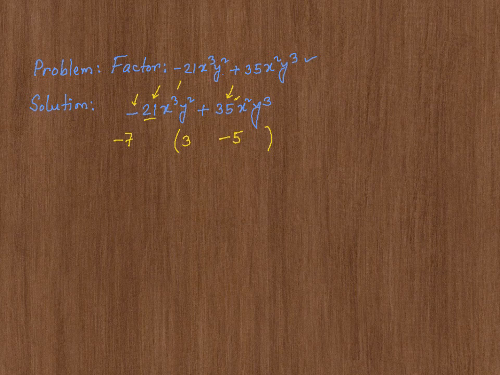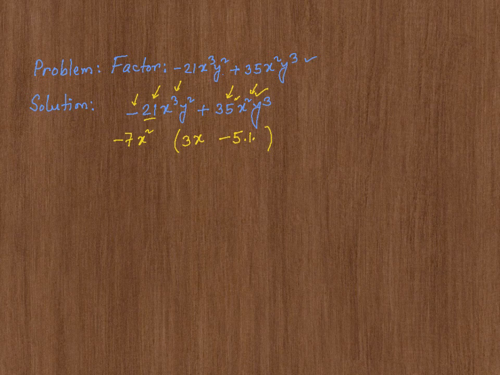Now let's look at the x term. So x cube I have here. In the second term I have x square. So I am going to factor out x square. If I factor out x square from x cube, I will be left with x. And if I factor out x square from x square in here, it is just 1. So I don't need to write it here. If I really wanted to, I could write times 1.